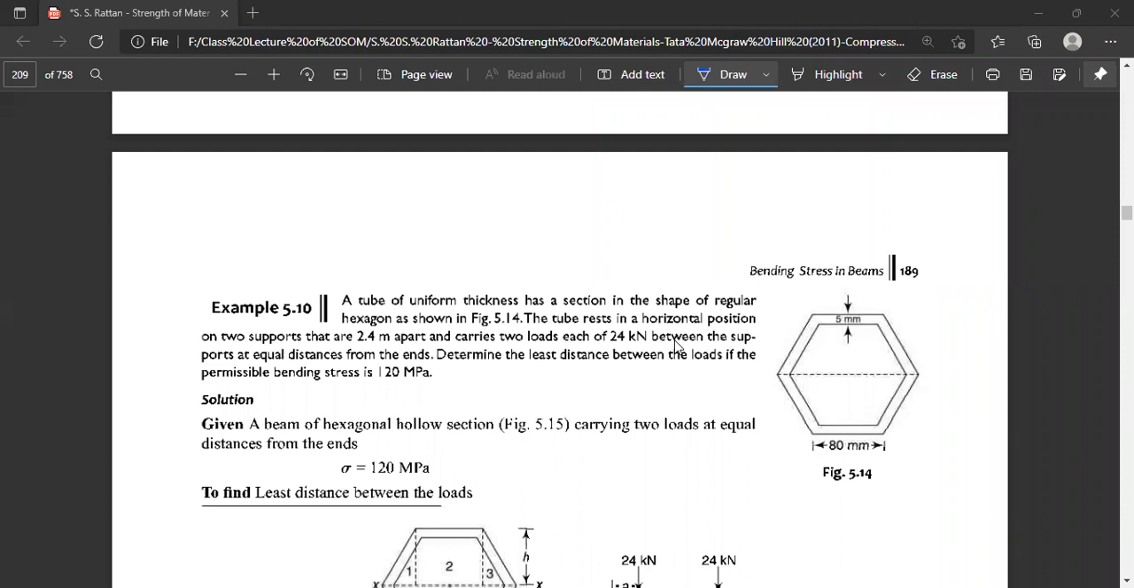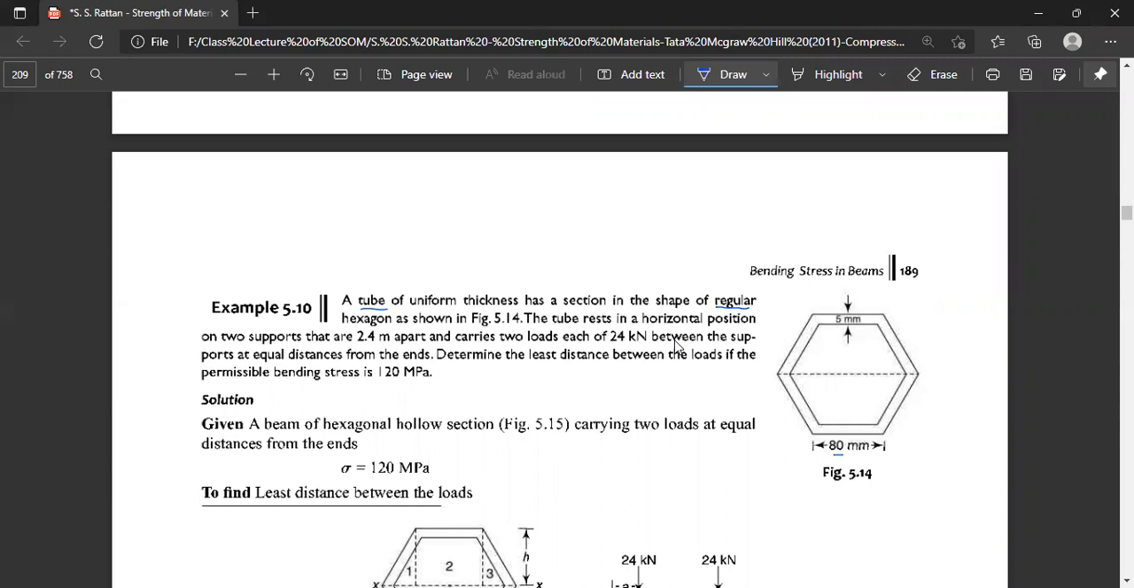Determine the least distance between the loads. So what is given? First of all, it is a hollow regular hexagon. It's a tube, which means it is hollow, of hexagonal shape, of uniform and regular thickness, which is given as 5 millimeter. One side of the hexagon is given as 80 millimeter.